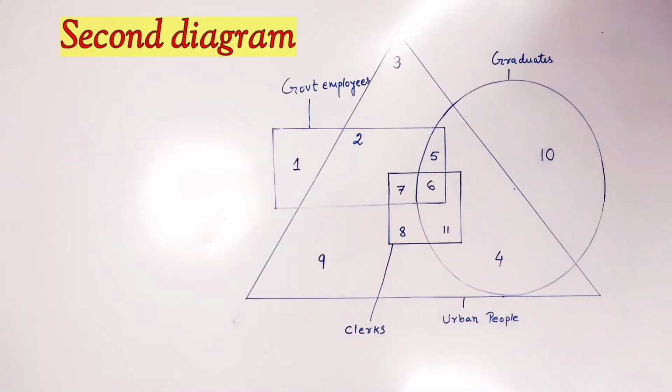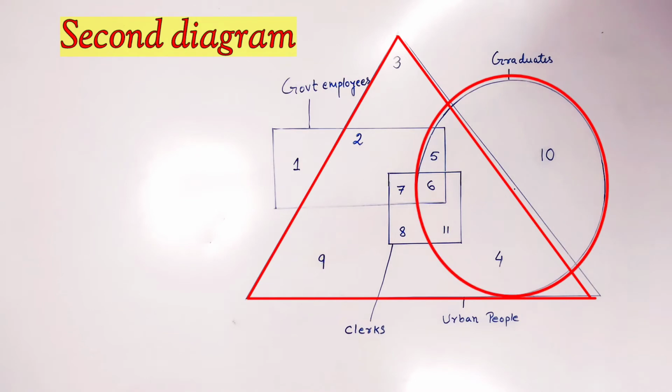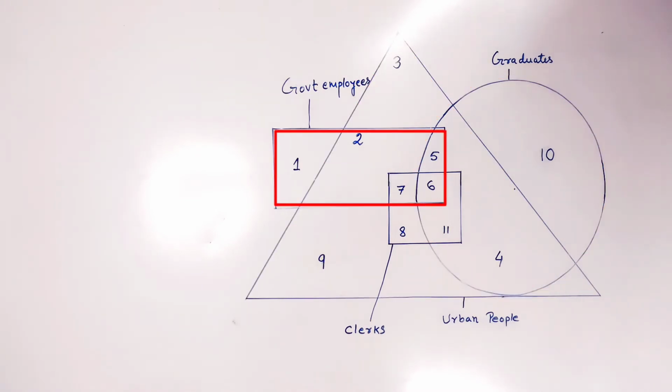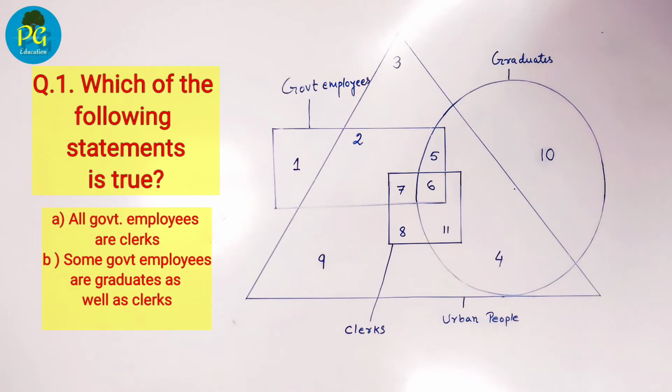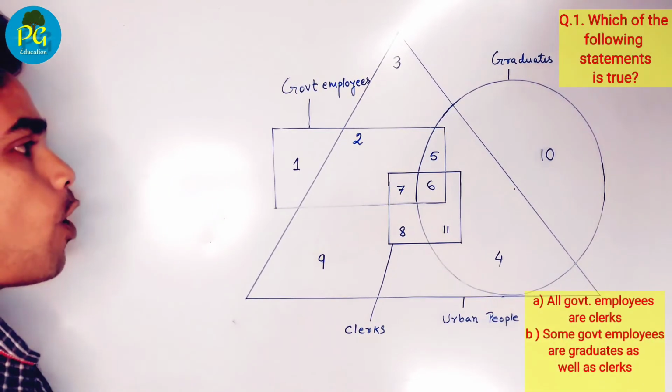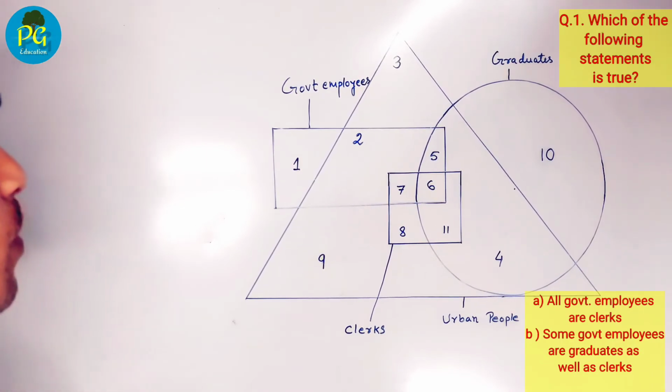Question number 2. In the diagram, the triangle represents urban people, circle represents graduates, rectangle represents government employees and the square represents clerks. So question number 1. Which of the following statements is true? Options are A. All government employees are clerks, B. Some government employees are graduates as well as clerks. Here in the question option A is all government employees are clerks. So is it true? Let us check.